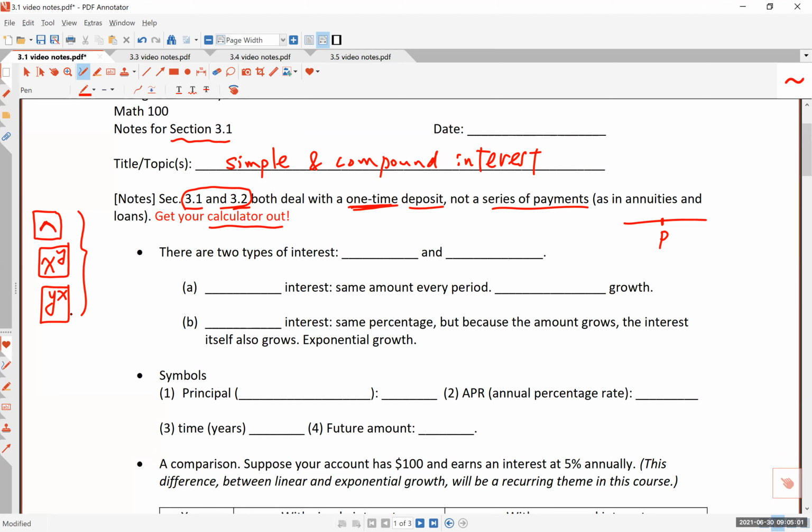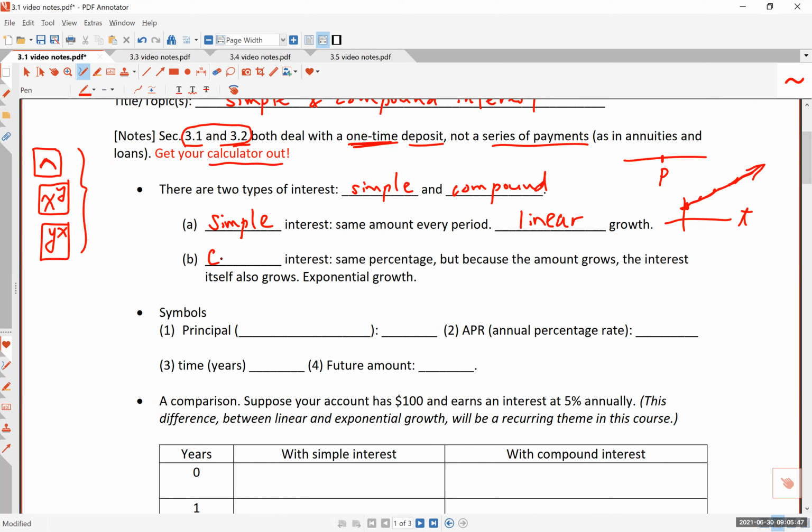As I said, there are two types of interest, simple and compound. What is simple interest? Well, that's simple. This type of interest is called simple because the same amount of money is added at every period. So this is a linear growth. You start with some amount, and it's going to grow by, let's say, $5, $5, $5 every year, so it's going to just have a straight line. This is called a type of linear growth.